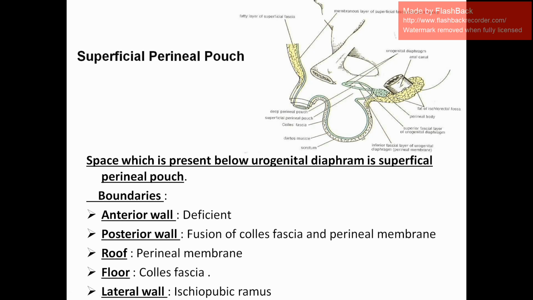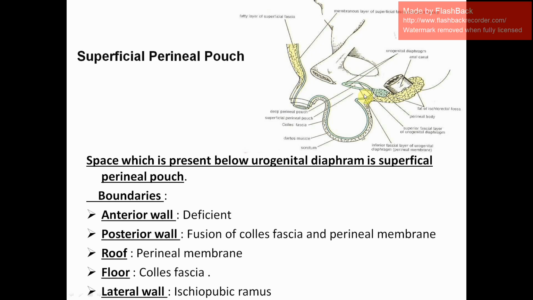Now we'll see the superficial perineal pouch. What are the boundaries? What is that space called? Where does the space lie? So this is the superficial perineal pouch, just below the deep perineal pouch. The space which is present below the urogenital diaphragm is the superficial perineal pouch. So this area is called the superficial perineal pouch.